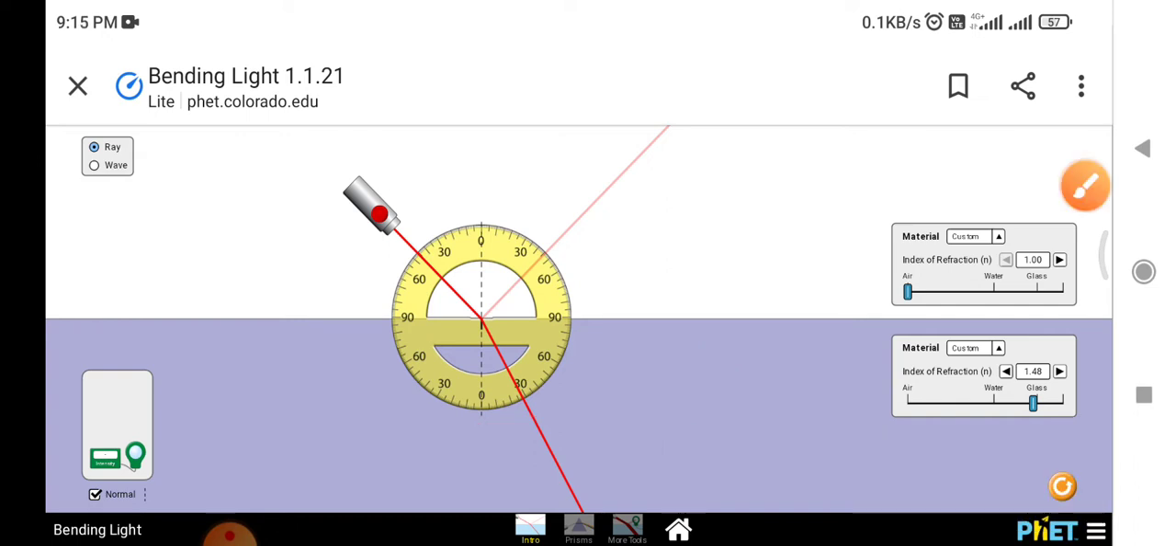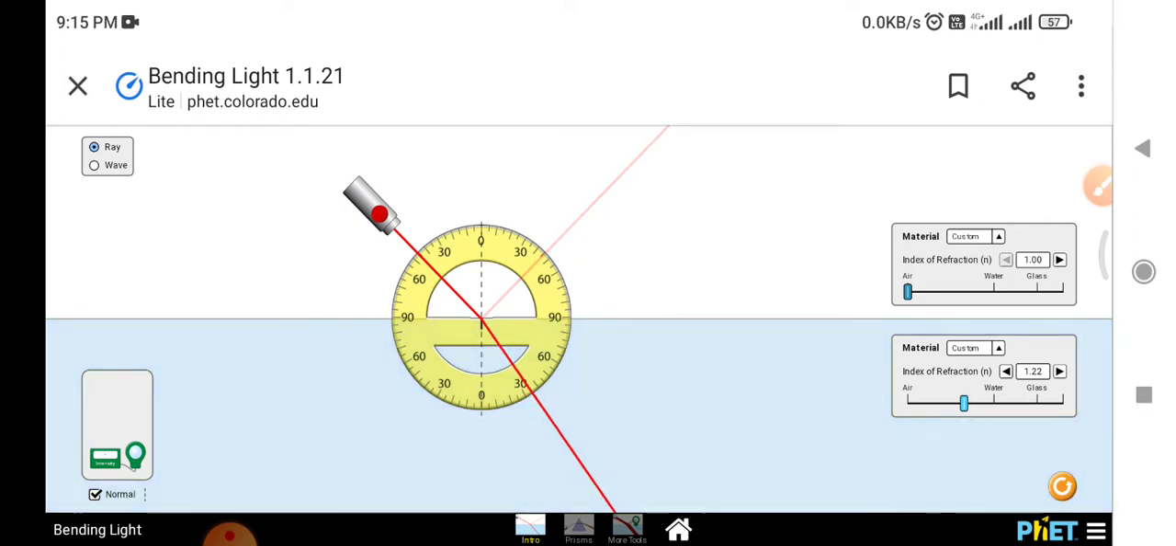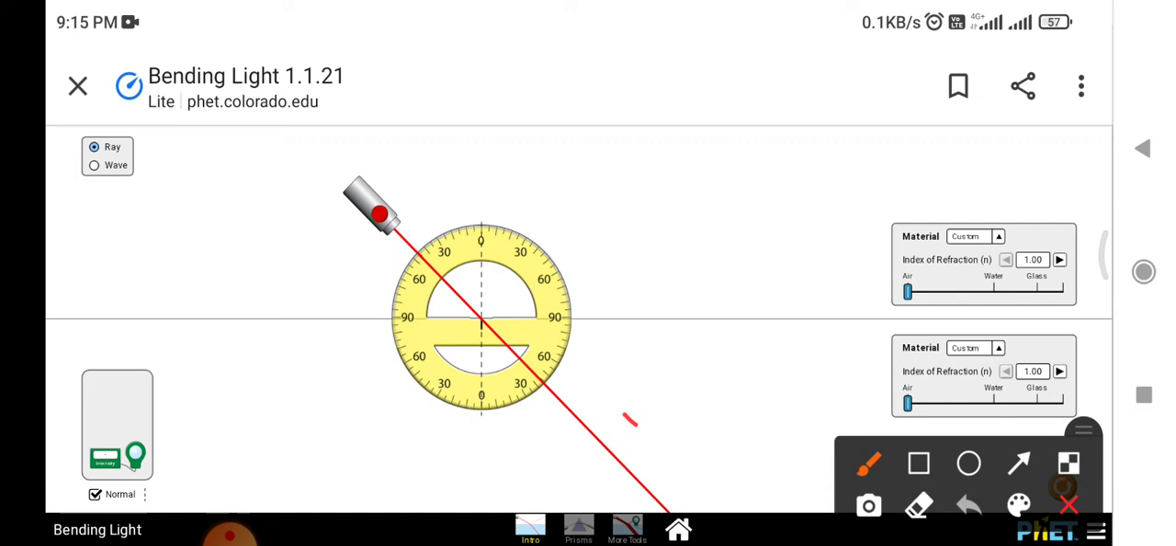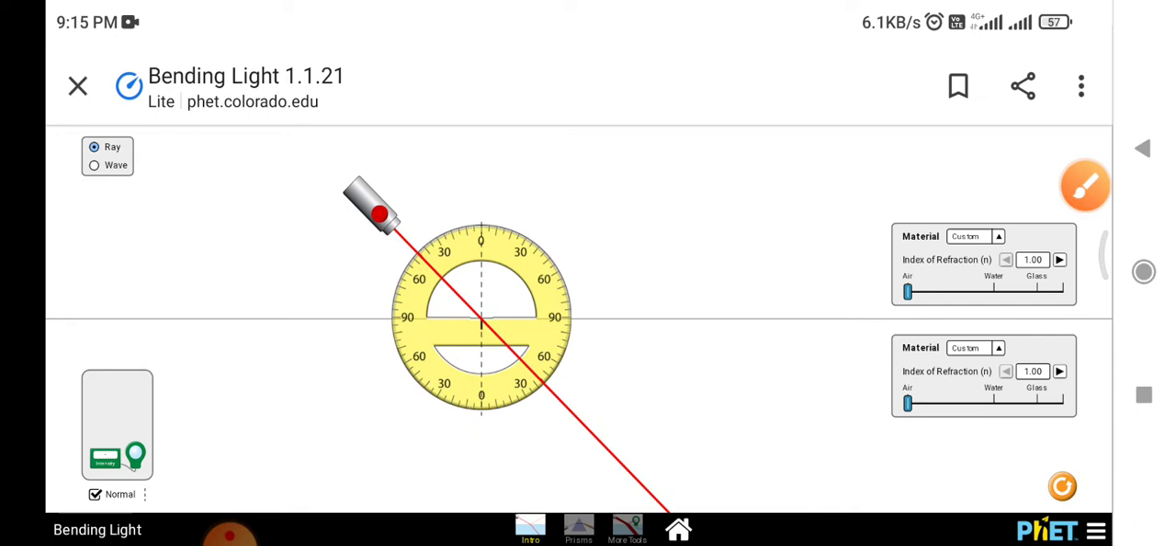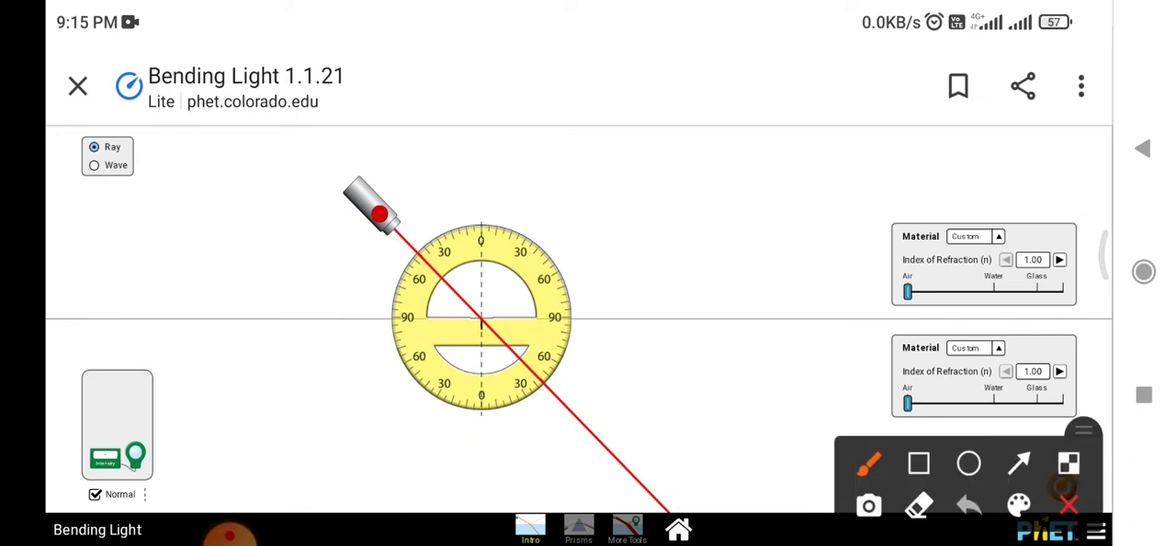Shall we change the upper medium? If both the media are air, there is no refraction. The light goes in a straight way. And the angle of incidence and the angle of refraction are the same. See, this is the angle of incidence and this is the angle of refraction. Both the values are the same.